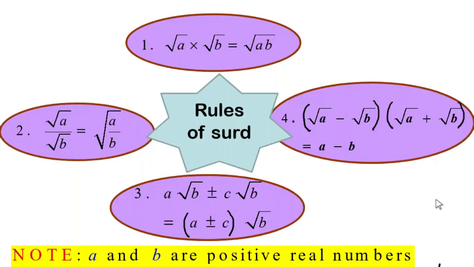In solving equations involving surds, we still need to apply the 4 rules of surds which have been discussed in chapter 1: multiplication, division, addition and subtraction between surds, and also multiplication between a surd expression and its conjugate. On top of that, all of these rules are only applicable if and only if A and B are positive real numbers.